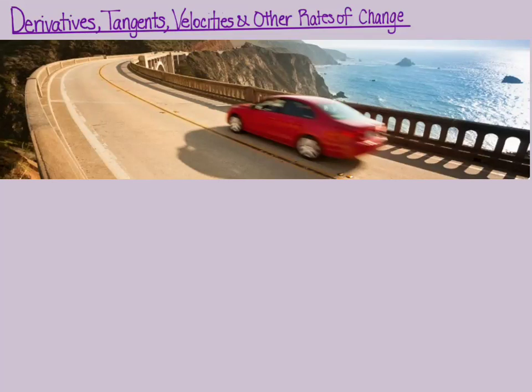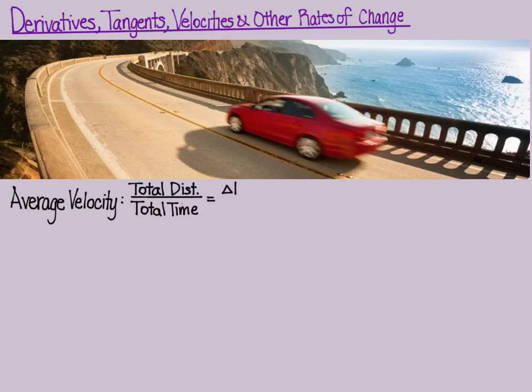The following video is on derivatives, tangents, velocities, and other rates of change. You probably learned about average velocity in your pre-calculus class. You learned that average velocity is given by the change in distance over the change in time, or the total distance divided by the total time.